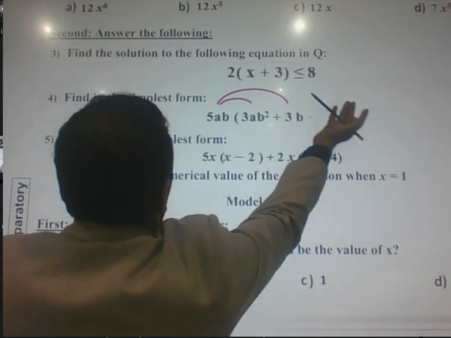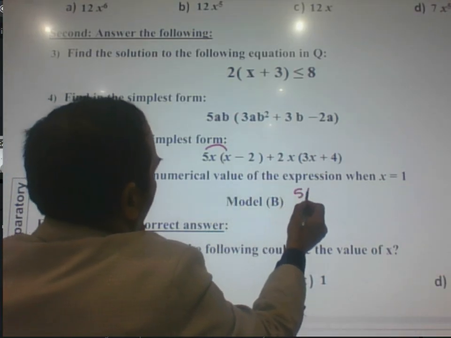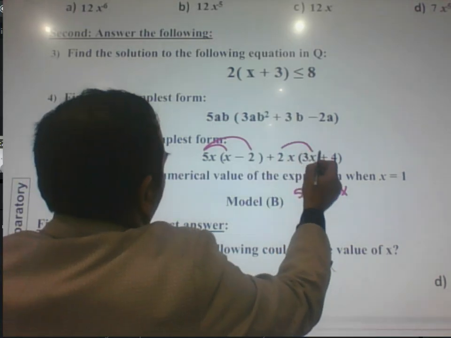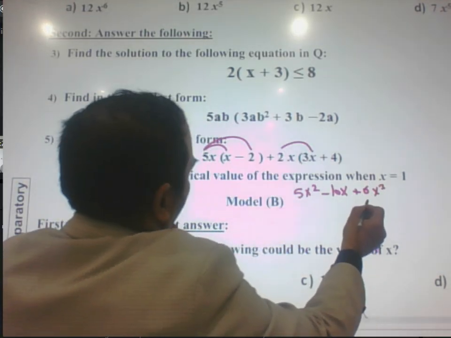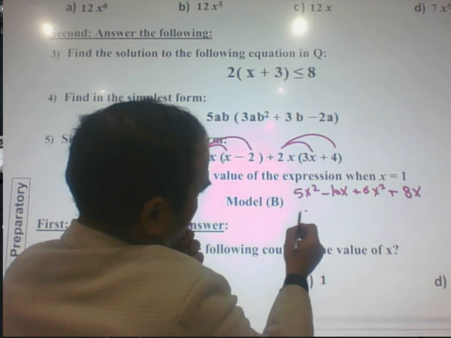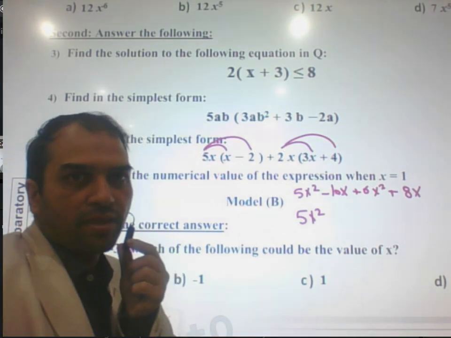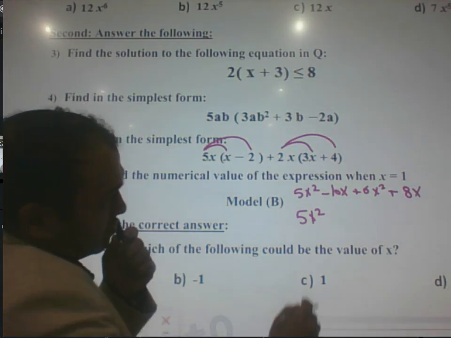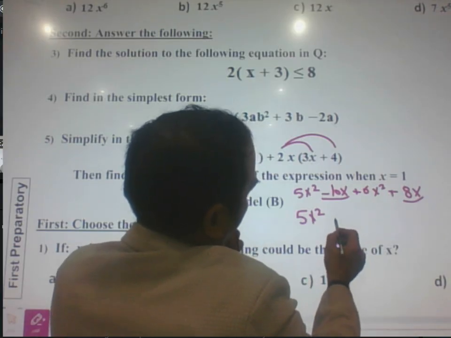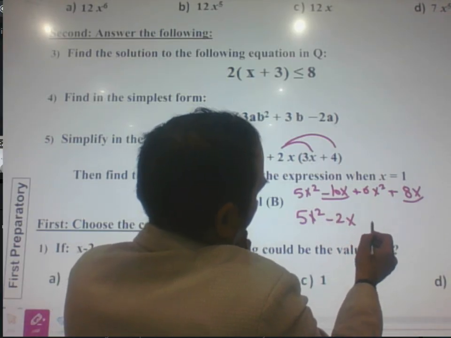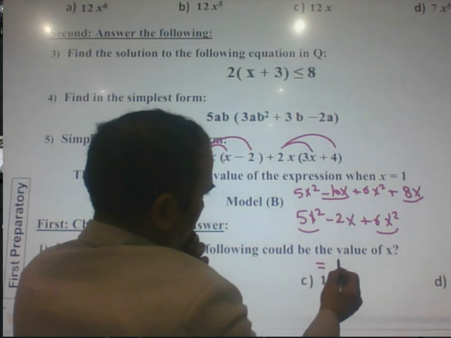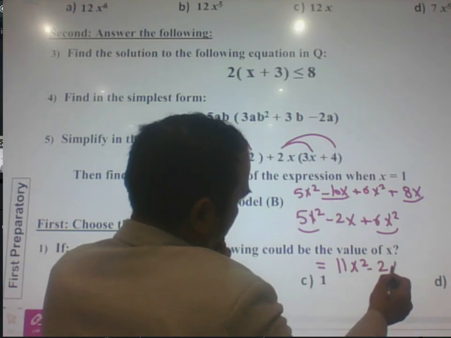Okay, next question. Here, 5x times x will be 5x^2. 5x times negative 2, negative 2 times 5 equals negative 10x. And then 2x times 3x equals 6x^2, and 2 times 4 equals 8x. You can simplify this by writing 5x^2 minus 10x plus 8x equals negative 2x. And then we also have 6x^2, which is similar, so you can simplify this also: 5 plus 6 equals 11. The result will be 11x^2 minus 2x.